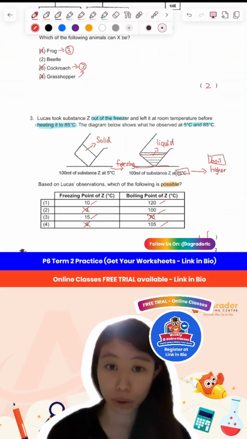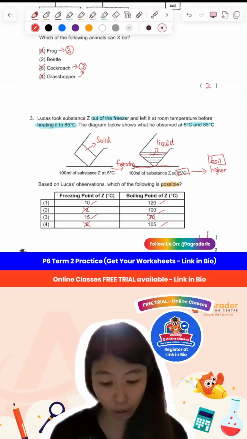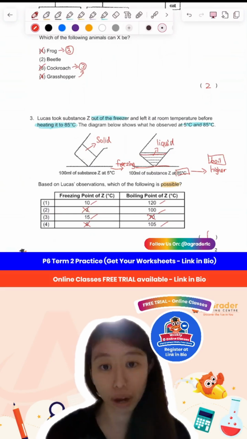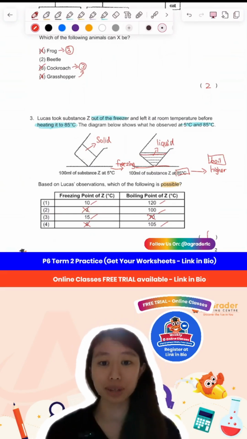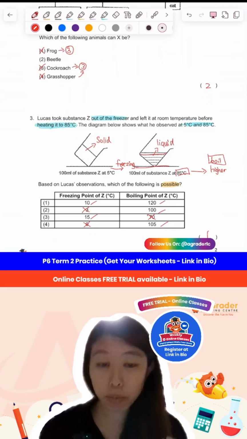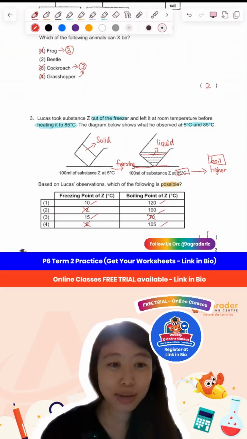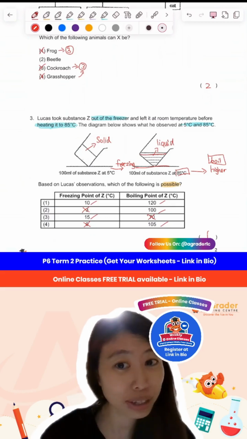It can boil at 120. It can boil at 100. It can boil at 105. I wouldn't know. Not enough information to know the exact boiling point. So the answer is number one. Everyone, understand this?